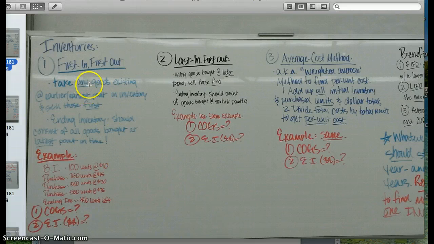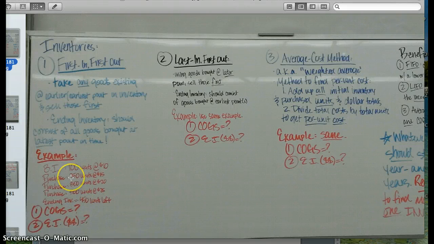So real quick, going through your inventories with FIFO, first in, first out: take all your goods existing at the earliest point in inventory, which in this case will be your beginning inventory, and sell those and whatever purchases are required. In this case, if the ending inventory is 450 units left, you're going to sell, if the total checkpoint number of units is 1,150.